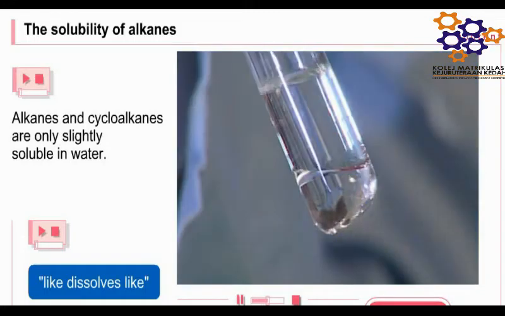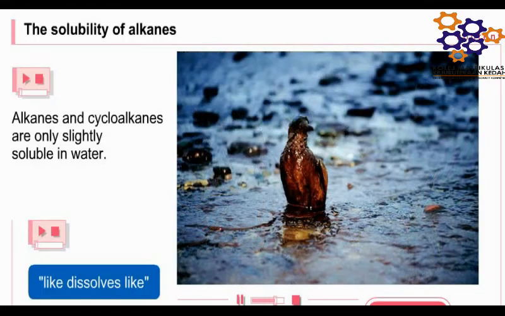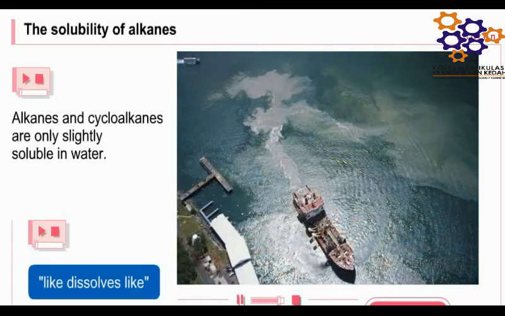All alkanes and cycloalkanes have densities lower than water. That is why liquid alkanes float on the water surface. These two properties, insolubility in water and lower density, are responsible for the well-known and serious effects of oil spills from ships.